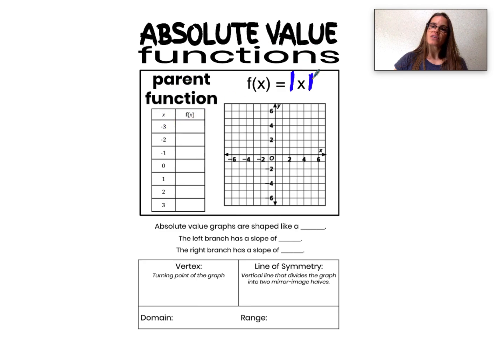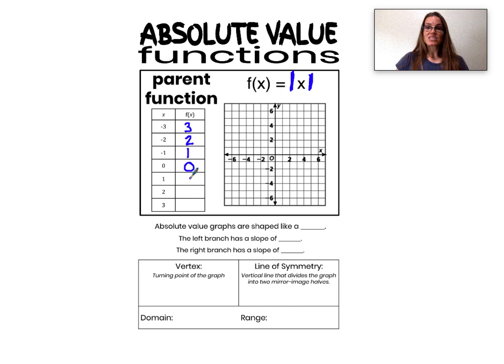So if I plug -3 in for x, f of -3 is the absolute value of -3. The absolute value of -3, the distance -3 is from 0, is +3. Plugging -2 into my function rule, f of -2 is the absolute value of -2. The absolute value of -2 is +2. The absolute value of -1 is +1. The absolute value of 0 is 0.